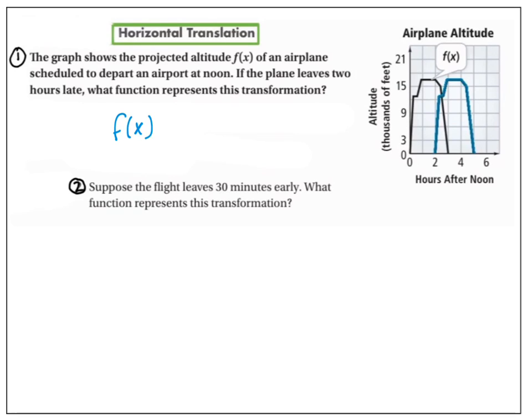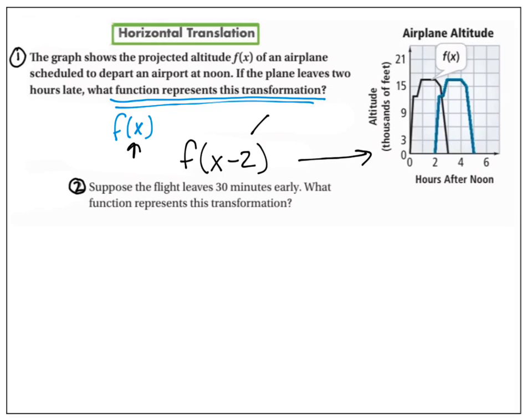Well, the function that represents this transformation means we have to delay our time, or in this case our input, 2 hours. So f of x minus 2. If we look at this graph, we should notice that f of x is in black, and the new flight time would be in blue. What you have to start recognizing now is that a subtraction inside, applying to your input, or your x in this case, is actually going to shift it to the right.